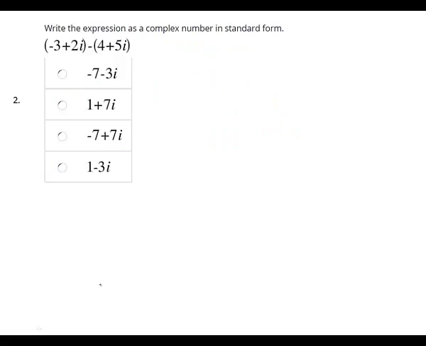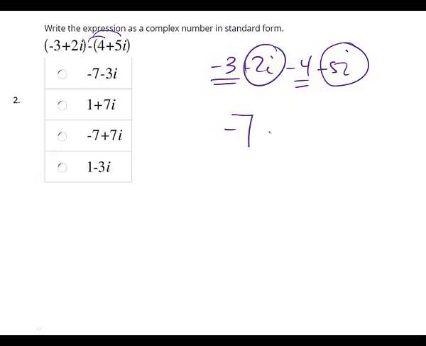Okay, looking at this one, write the expression as a complex number in standard form. What are we going to do with this negative first? Distribute it. So negative 3 plus 2i minus 4 minus 5i. So it's negative 3 and negative 4. Negative 7. Good. 2i minus 5i. Negative 3i. All right, so it's looking like answer choice A, right? Yeah.